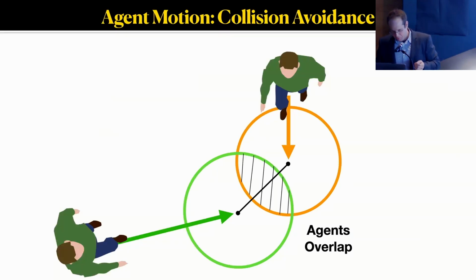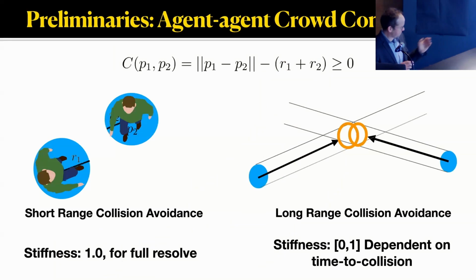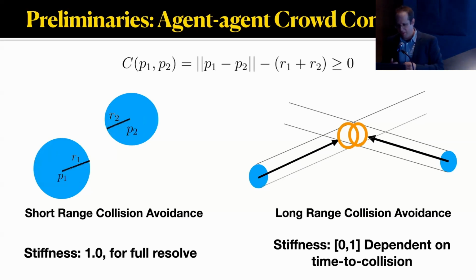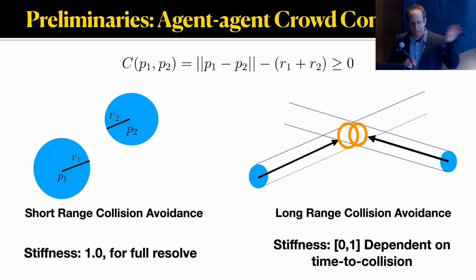So to solve this, we're going to use this single constraint. So what happens here? So this constraint basically means that each agent is a disk with a certain radii, and we want this constraint to be satisfied for all the pairs of agents throughout the simulation. Okay, so I'm talking about the stiffness here because we want it to be fully satisfied because there's no partial overlaps. We just want the overlap not to happen at all. And on the right-hand side, we have this long-range collision avoidance, which means that agents should avoid colliding even before the collision will happen. So the stiffness there is time-dependent.